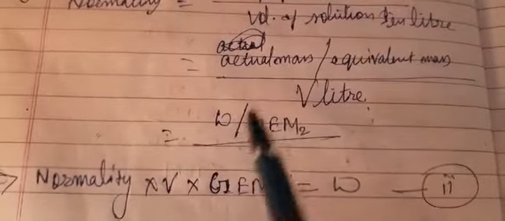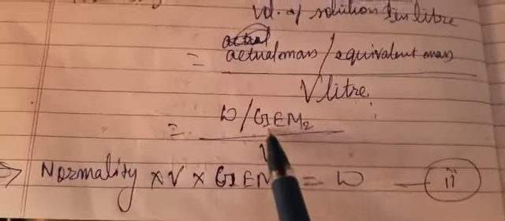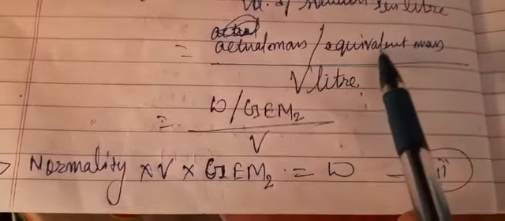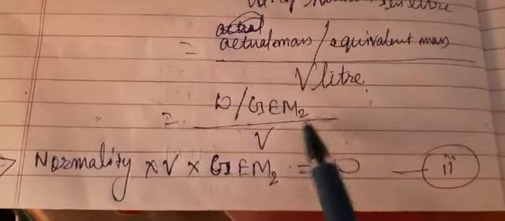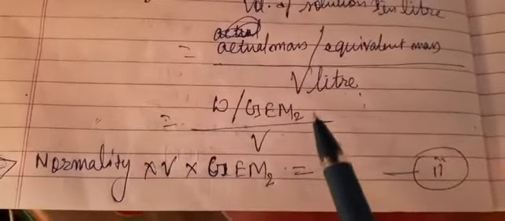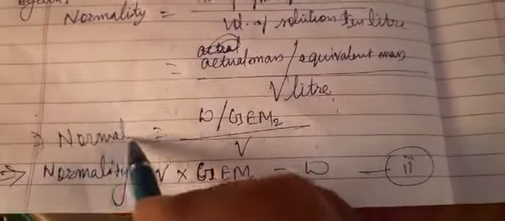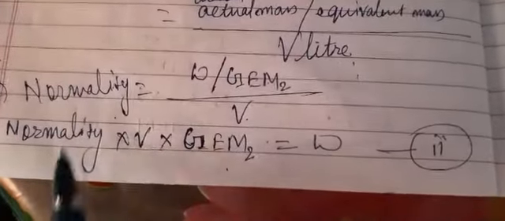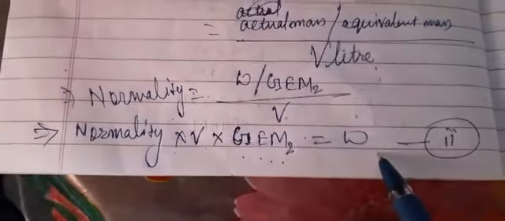Now actual mass is expressed by capital W, and equivalent mass is expressed by GEM, gram equivalent mass. Since it is expressed in mass, that's in gram, that's why we write gram equivalent mass, and 2 is written here to express that it is for the solute, not the solvent. So this is the formula we have got. Again we will calculate further. It will be multiplied this side, and again this one also this side. So we will be getting normality into V into GEM2 equal to W.